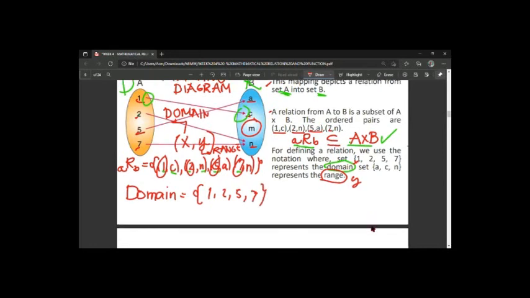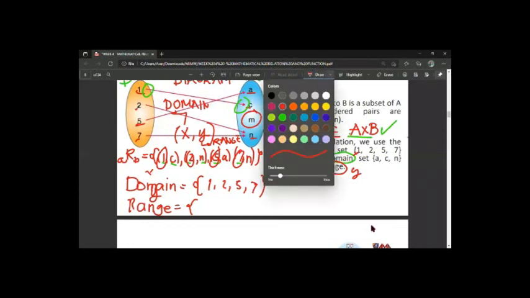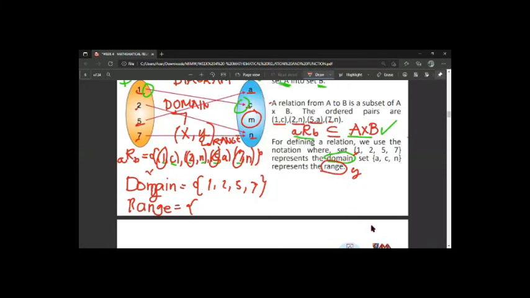Okay? Well, yung range naman is yung Y values. Yung domain is the X values. Ito yung X, ito yung Y. Okay. So, yung Y values naman is ito: C, N, A, and N.